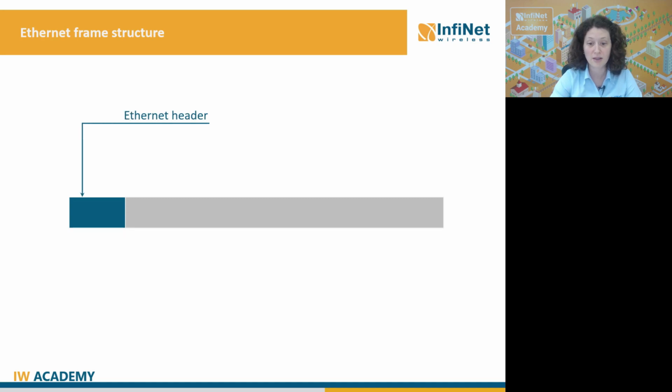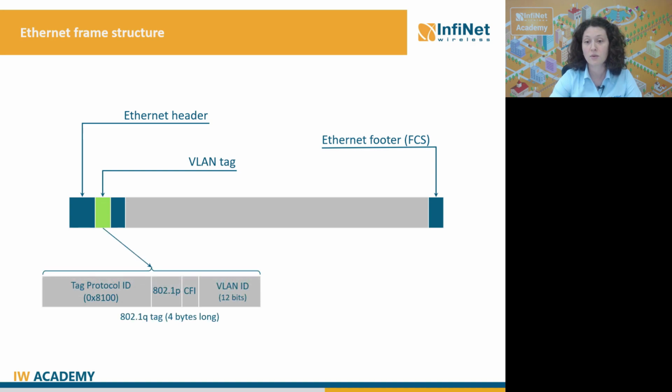Each Ethernet frame begins with an Ethernet header, which contains the destination and source MAC addresses, plus a couple of protocol-specific information. The frame ends with a frame check sequence, which is a 32-bit cyclic redundancy check code used to detect the errors that might occur during the data transmission. Next, if you are using VLANs, the Ethernet header will also include an 802.1q tag or an 802.1ad tag for double encapsulation or Q-in-Q.